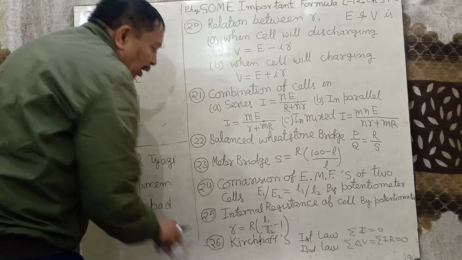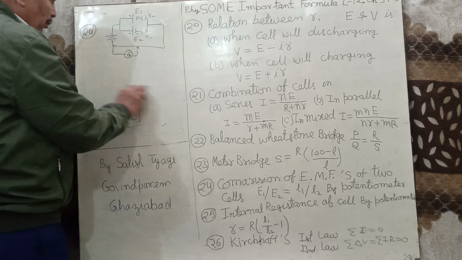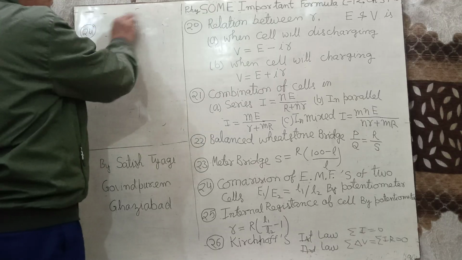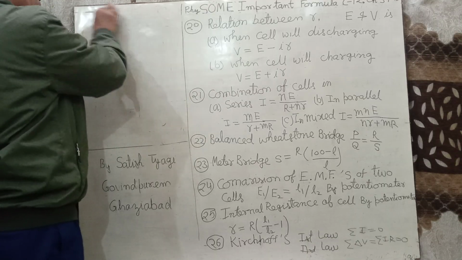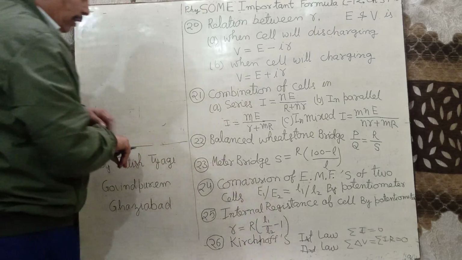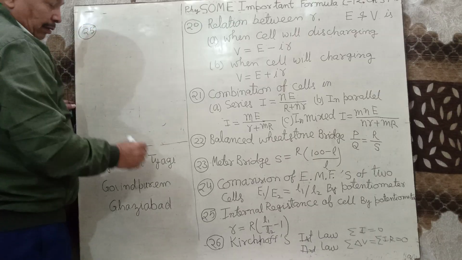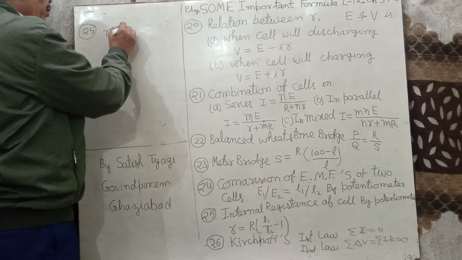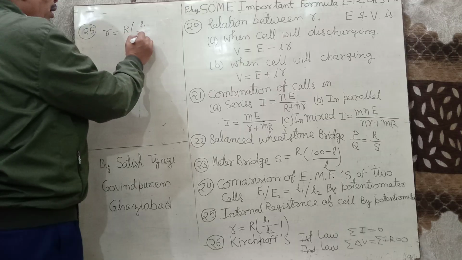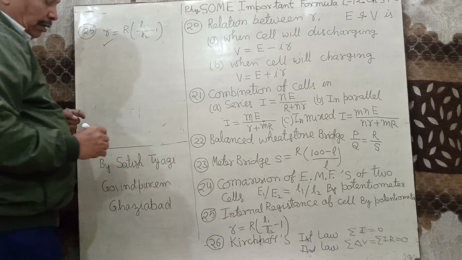Now I am telling you the next formula, the EMF and internal resistance of the cell with the help of the potentiometer. Formula number 25 is small r equals capital R times (L1 upon L2 minus 1). We are using this formula.